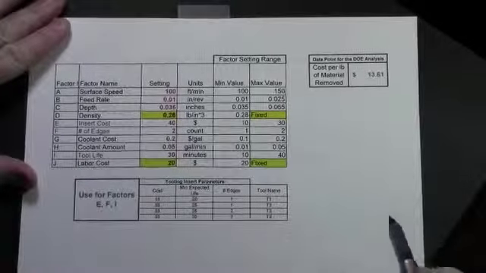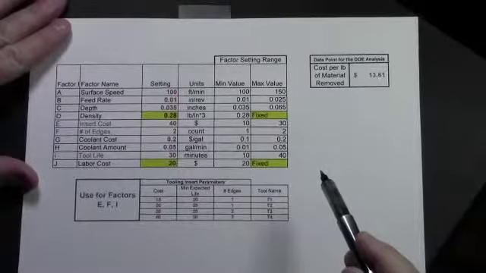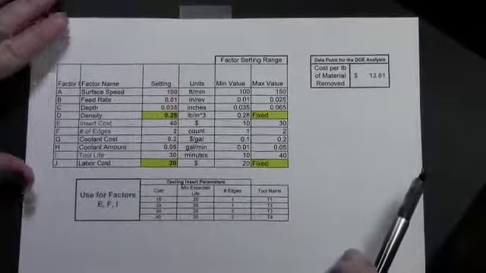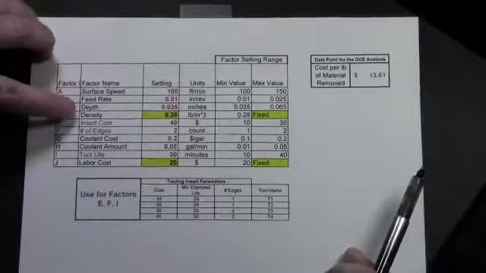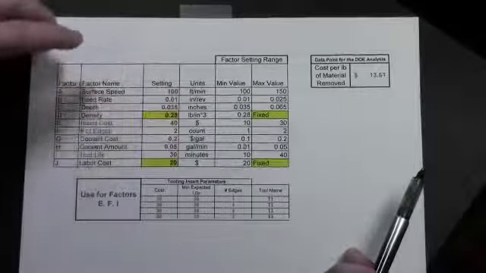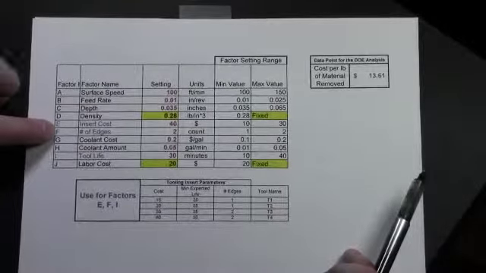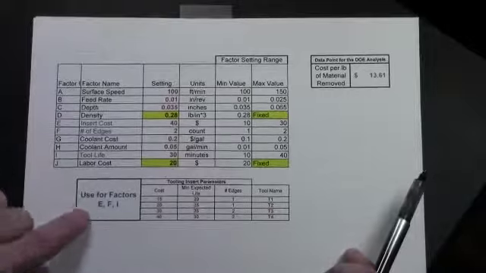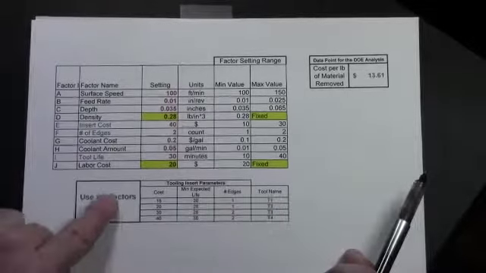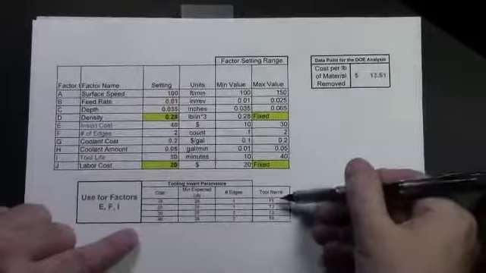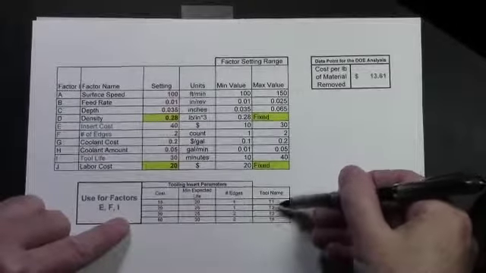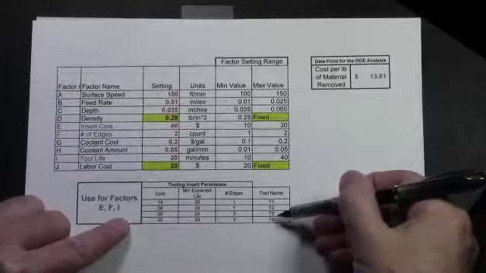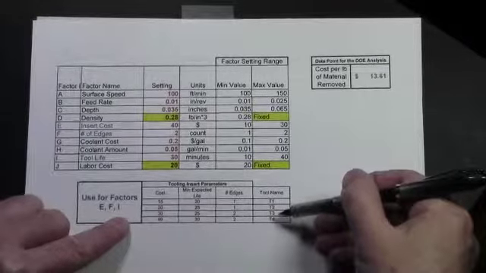Alright, here we have our simulation for the turning experiment. You can see that we've got factors of speed, feed, depth of cut, the density of the material, which we're not going to change, the insert cost, the number of edges, and the tool life. Those are all part of the different tools that we have. So we've got a tool number 1, number 2, number 3, and number 4. We're going to choose 2 of these that we're going to study in this.